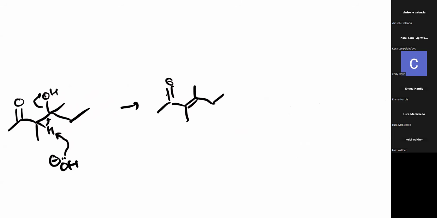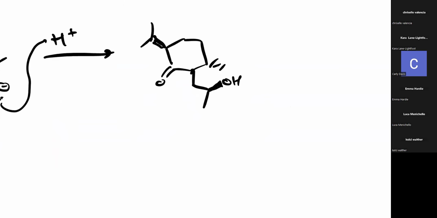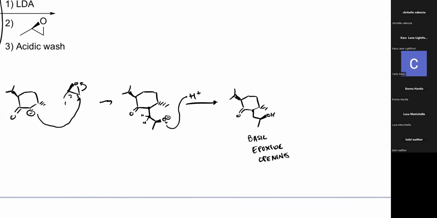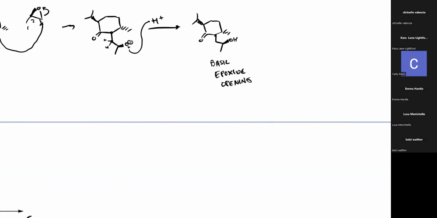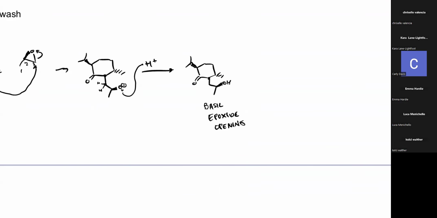I would say, I mean, this is a self-aldol. And we missed that up here. This is a basic epoxide opening. Or you could say something about it being an enolate addition or something like that. These are all good terms to be thinking about.